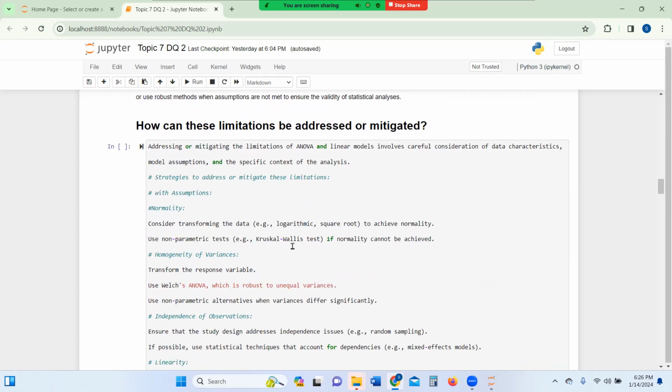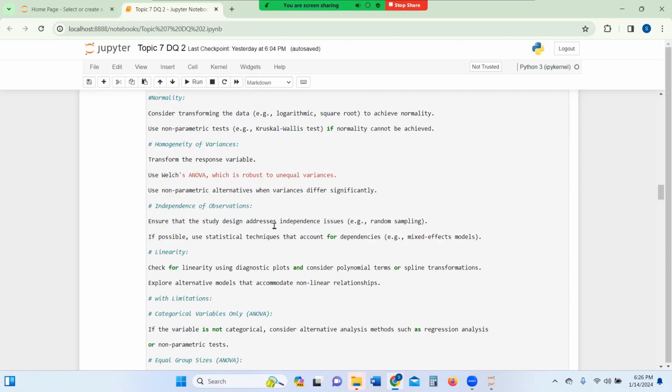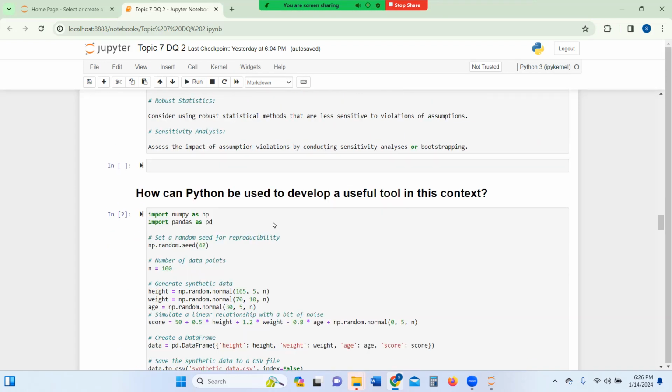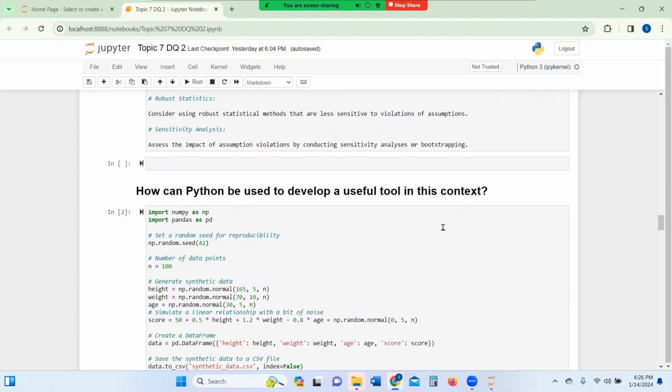Here, what I have is how the limitations can be addressed or mitigated. Addressing or mitigating the limitations of ANOVA and linear models involves careful consideration of data characteristics, model assumptions, and the specific context of the analysis. And how Python could be used.